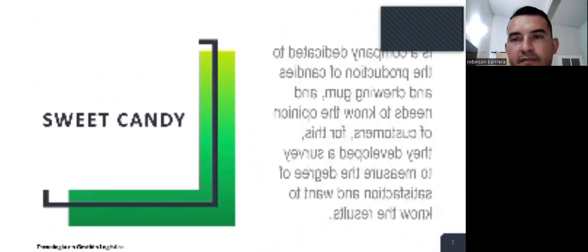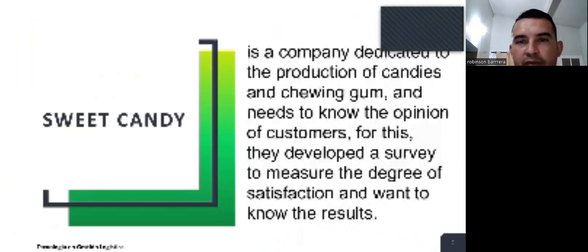Sweet Candy. Sweet Candy is a company dedicated to the production of candy and sweet gum, and needs to know the opinion of customers for this. They developed a survey to measure the degree of satisfaction and want to know its results.